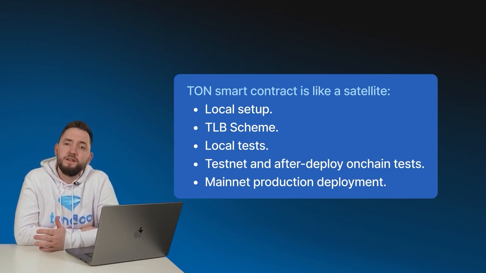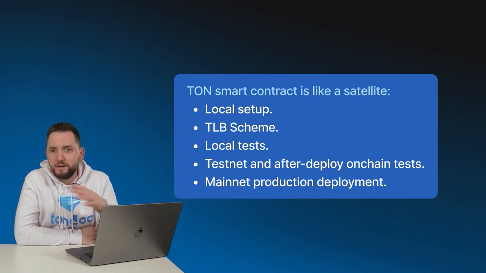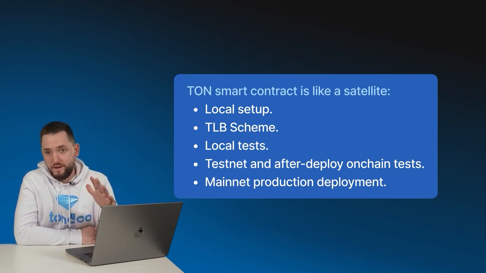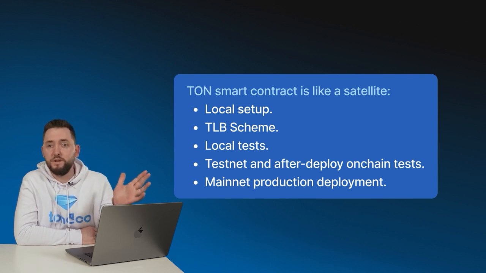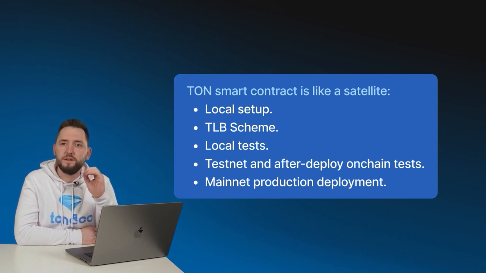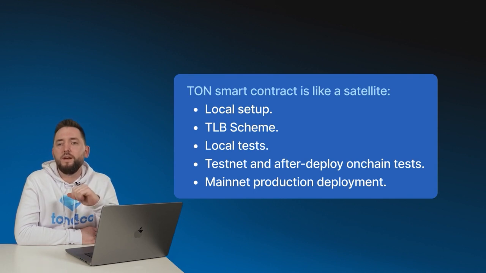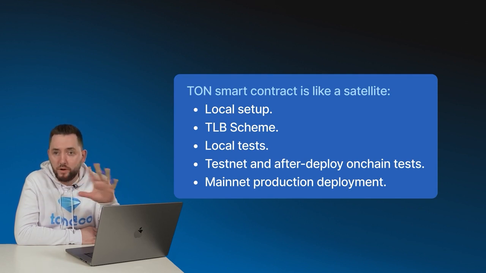So how do we deliver the satellite to the orbit? Using rockets. Rockets bring the satellite to the orbit and leave it there. They fall off after the successful finish of their mission. So this is Mainnet production deployment. From this moment, the satellite is on its own in space, working with everything it has pre-programmed inside.